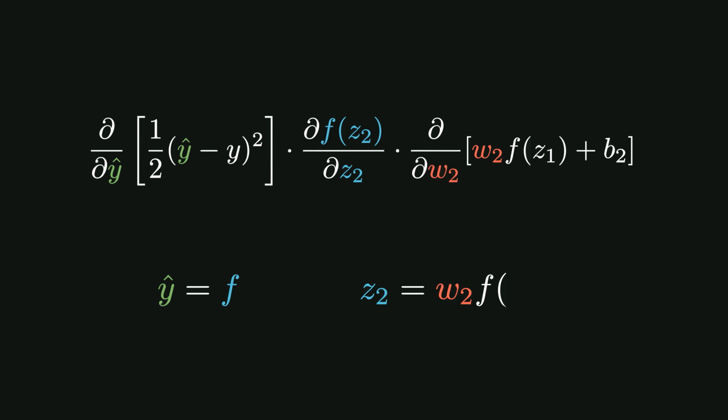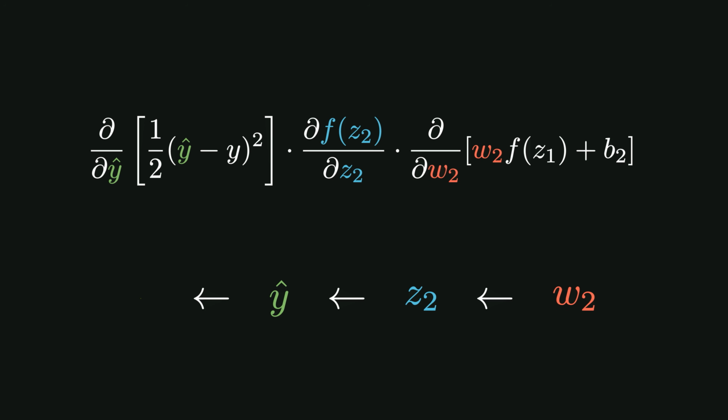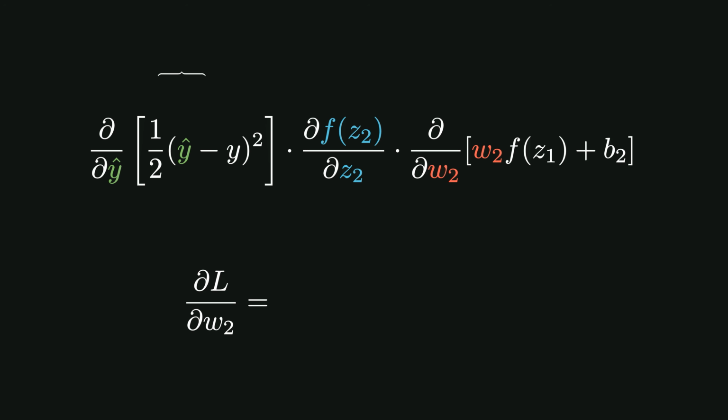Now, keep in mind the values of Z2 and y hat. What the chain rule tells us is this. If we change W2, it sets off a chain of changes. First, it changes Z2, then that changes y hat, and finally, that changes the loss. Our goal is to find a value for W2 that minimizes the loss. Now, if you differentiate the terms one by one, you will get this result for the partial derivative with respect to W2.